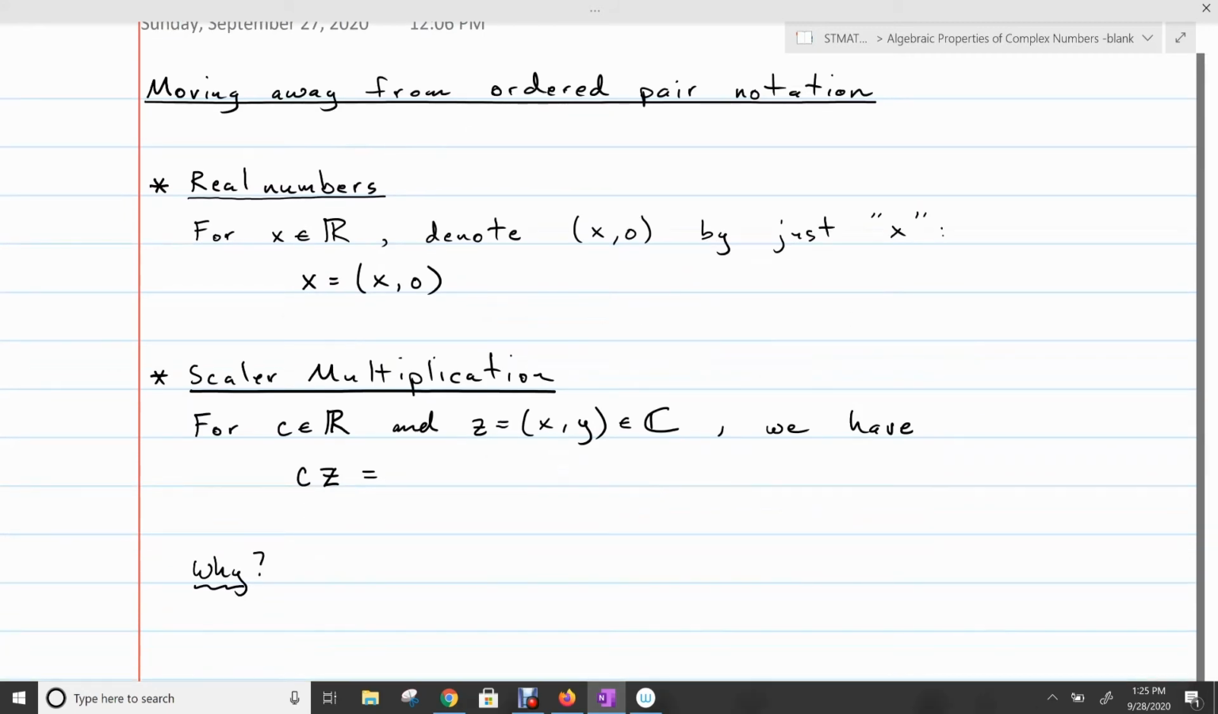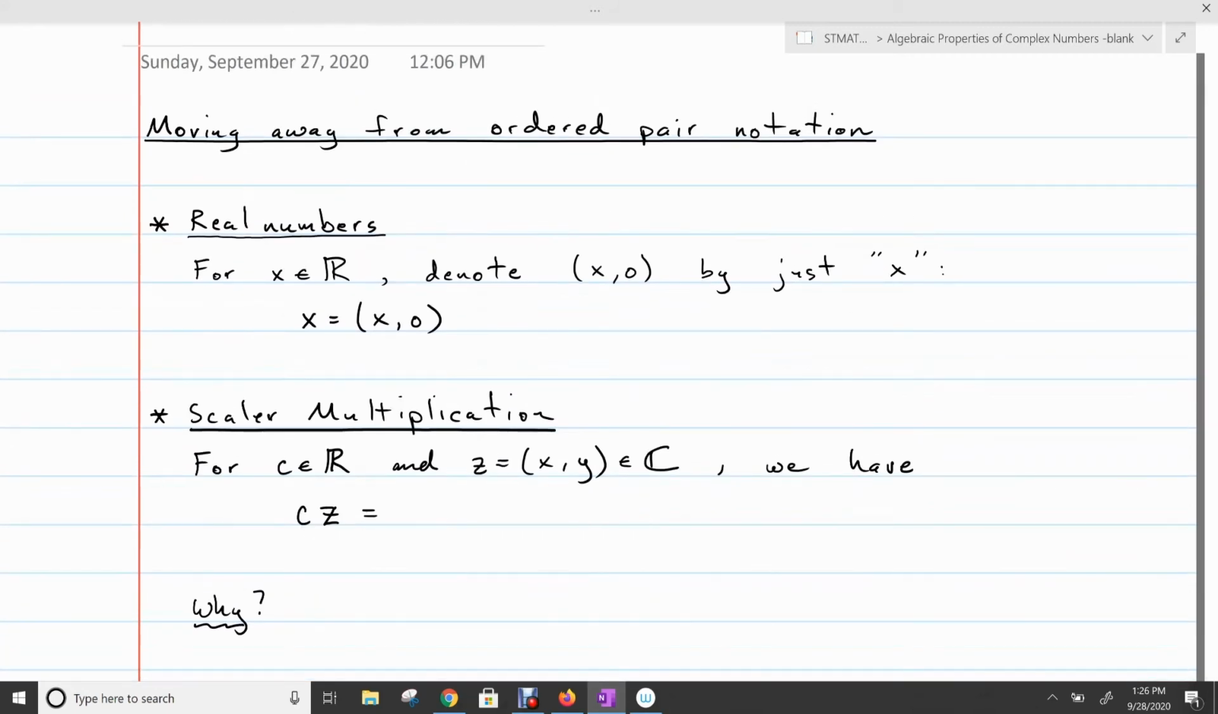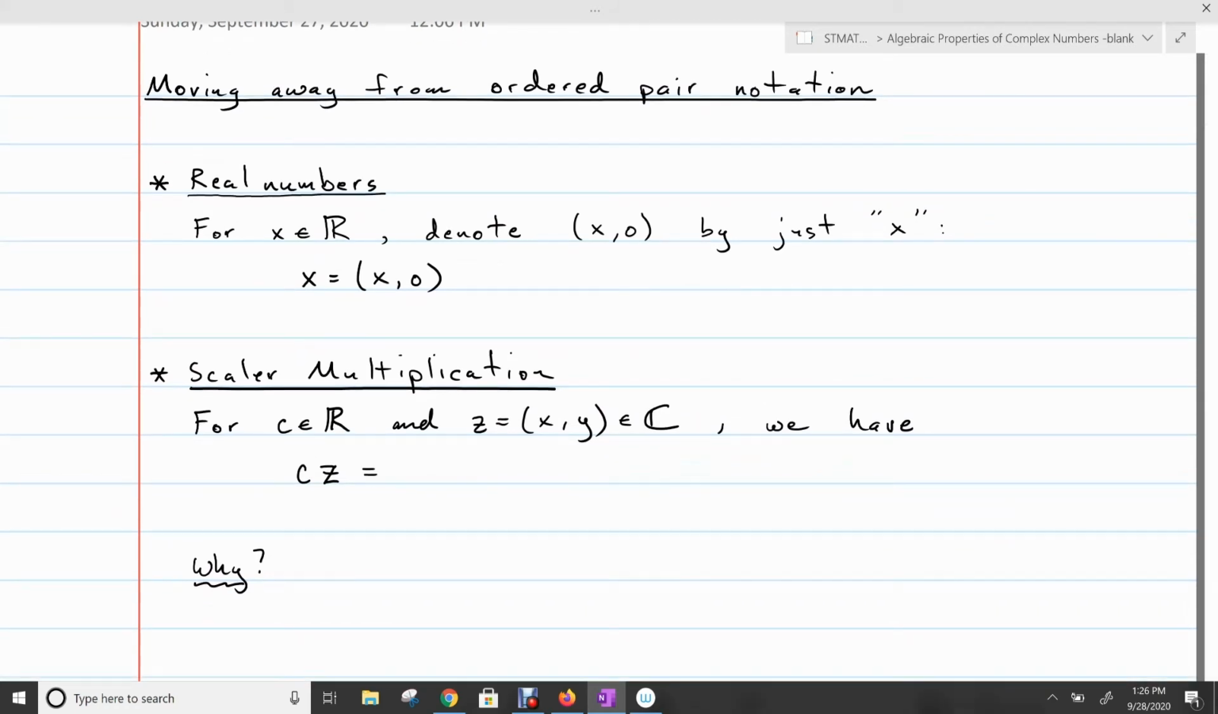So now we want to move away from that ordered pair notation and get back to where we have that concept of i, but without the weirdness of thinking about it as the square root of -1. First thing we're going to do is, when we have a real number, let's say x, we're going to denote the ordered pair (x, 0) as just x. So from now on, if I just write x and it's understood x is a real number, that really means, in terms of our complex numbers, which are all ordered pairs, that I'm talking about the ordered pair (x, 0).